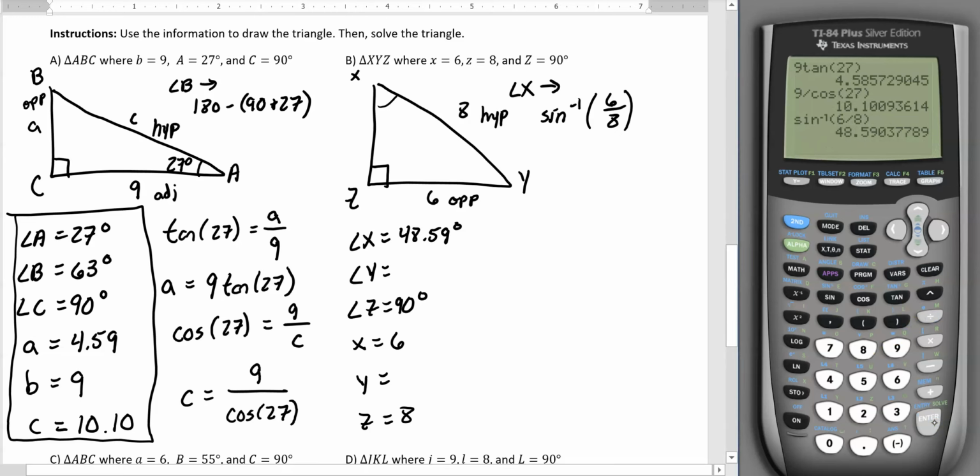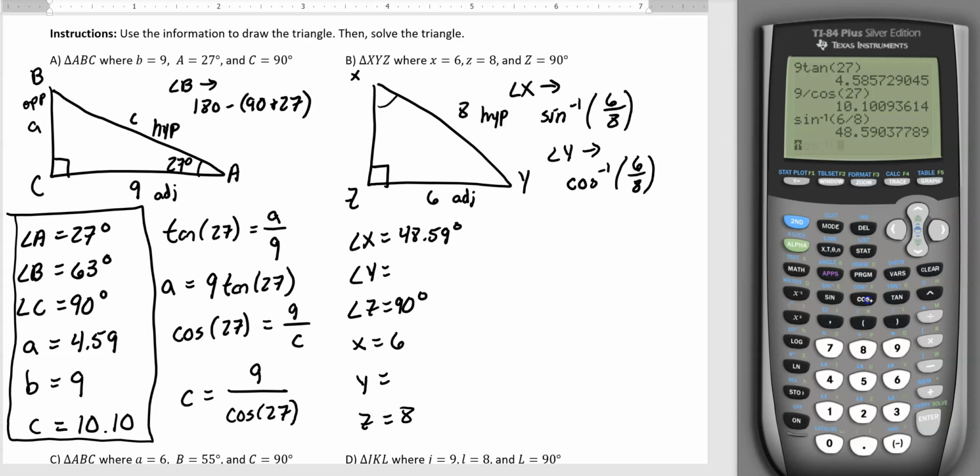Very good. And for y, this side x would be the adjacent side, so I would do the cosine, right? So this would be the cosine inverse of 6 over 8. So second cosine inverse 6 divided by 8. And we get 41.41 degrees.